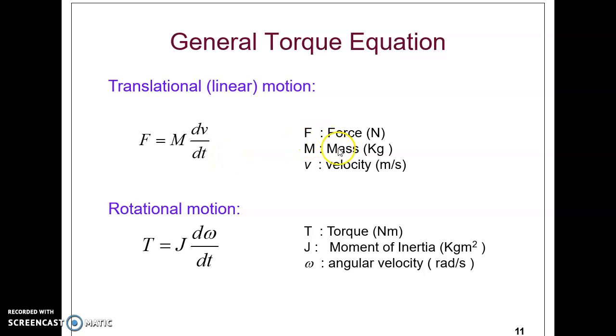So here F is the force in Newton, m is the mass in kg, and v is the velocity in meter per second. Then in case of rotational motion, we will discuss the torque. T is the developed torque, T equal to J d omega by dt. This is also called the electromagnetic torque or developed torque, in Newton meter, and J is the moment of inertia, and omega is the angular velocity in radian per second.